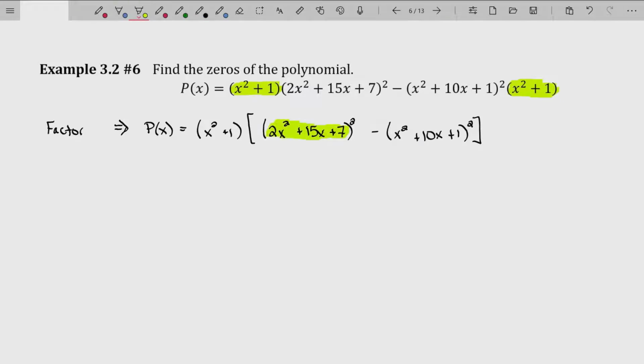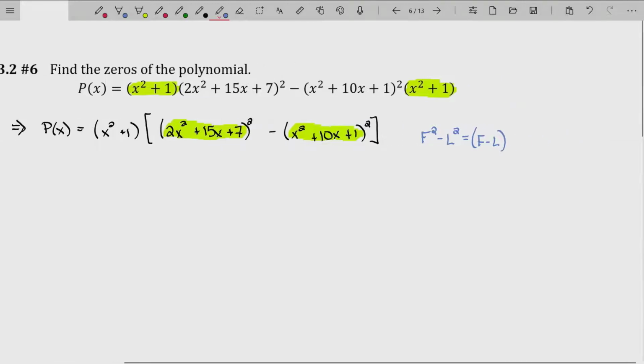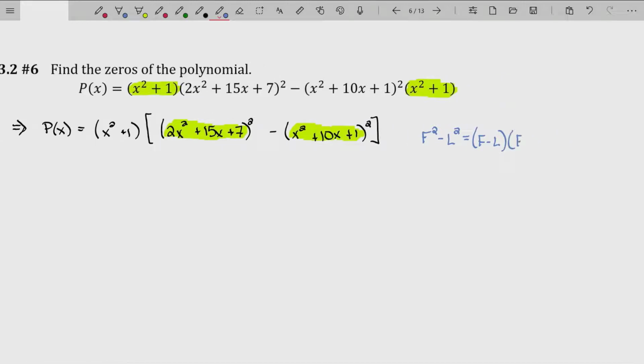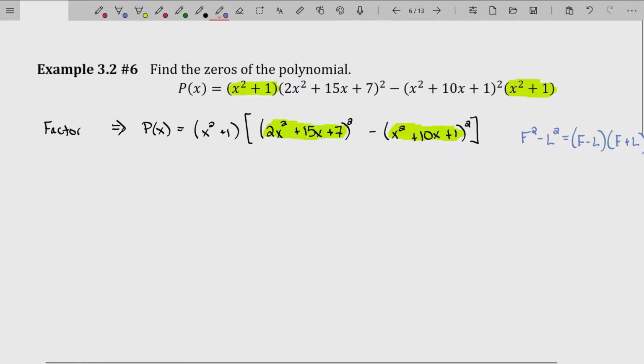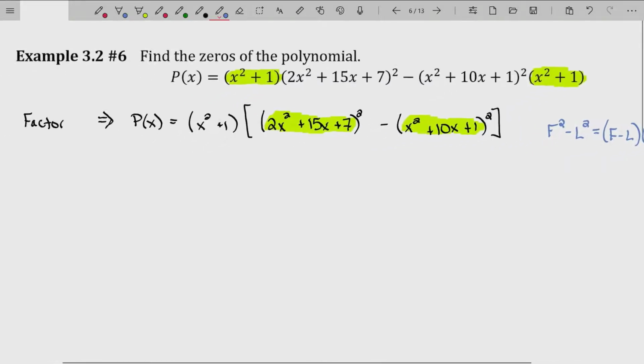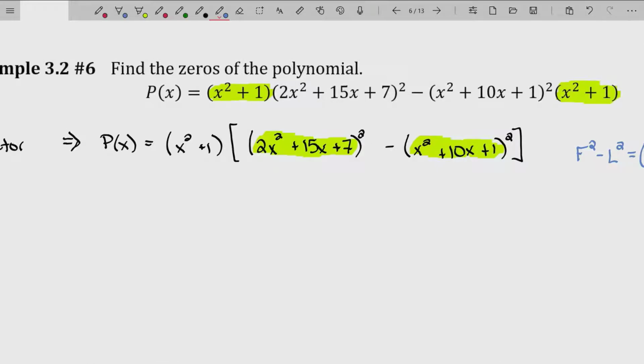This is an object, doesn't matter what it looks like, it's an object squared minus a different object squared. And we happen to know that's a difference of squares, right? First squared minus last squared is just first minus last times first plus last. I don't need to remind you of the formula, but since I've already started writing it, I'll go ahead and finish it. So factoring that really quickly, I'll go ahead and do that.